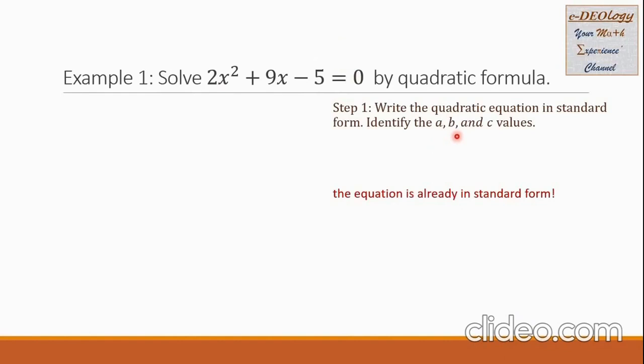Identify now the a, b, and c values. So we will collect the a, that is the coefficient of x squared, it is 2. We collect now the b, the coefficient of x, and that is 9. And the c is the constant, -5.